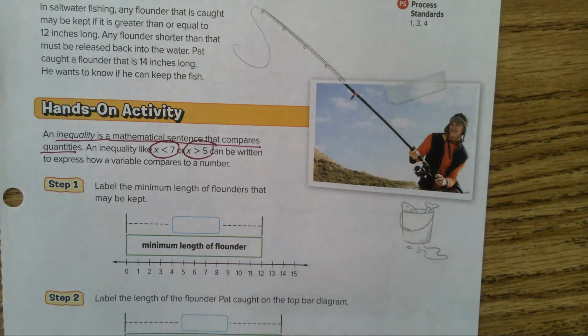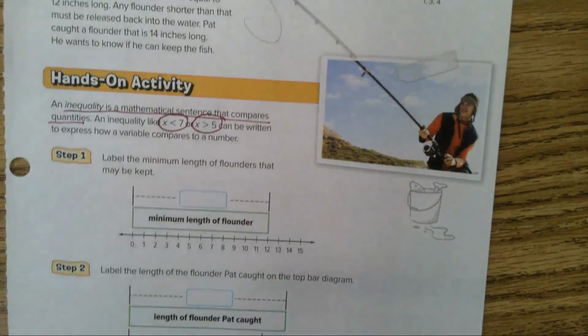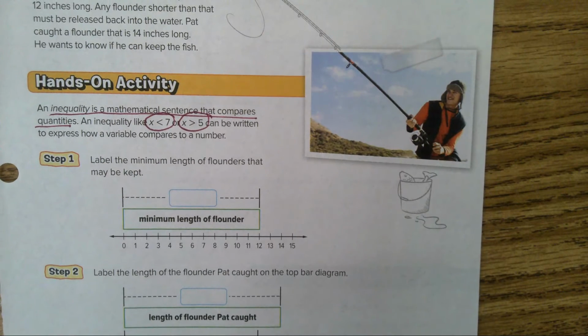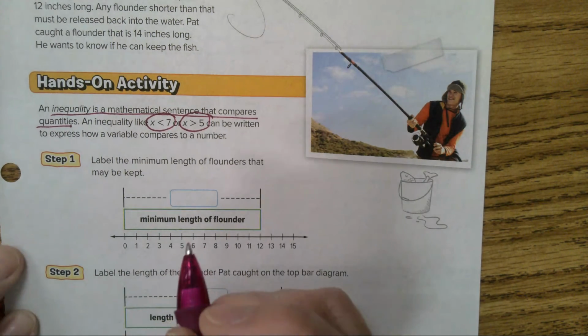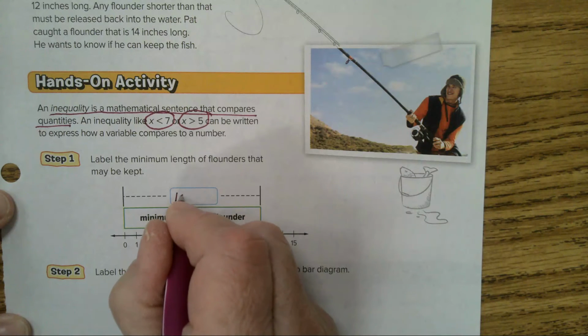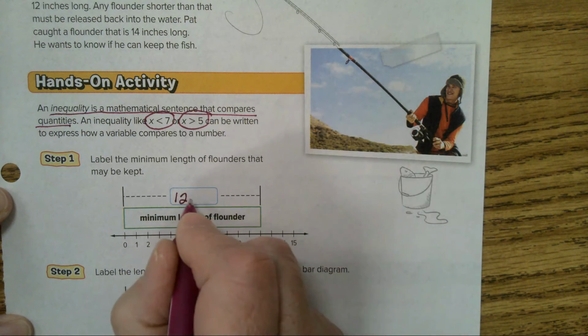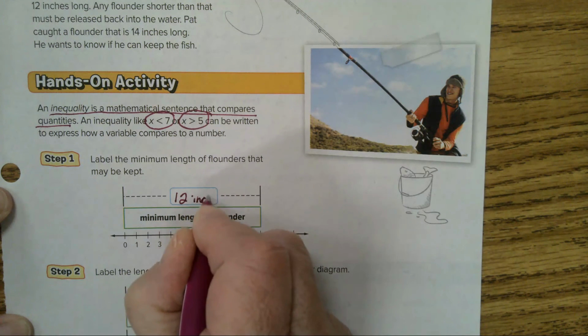Well, let's look at step 1. Label the minimum length of flounders that may be kept. Okay, what's the smallest flounder that you can keep? 12 inches. So let's write 12 inches on this. That's the minimum that the fish can be. It has to be 12 inches.